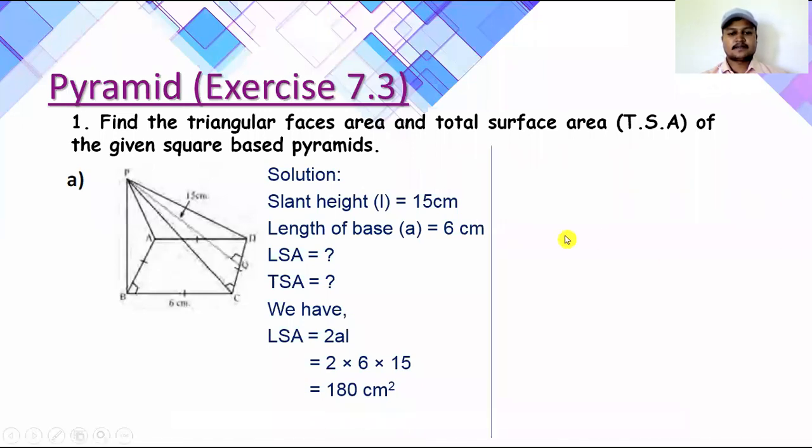Similarly, total surface area is equal to A square plus 2AL, and we have already calculated the value of 2AL that we can put directly. If it is said to calculate total surface area only, we have to go here.